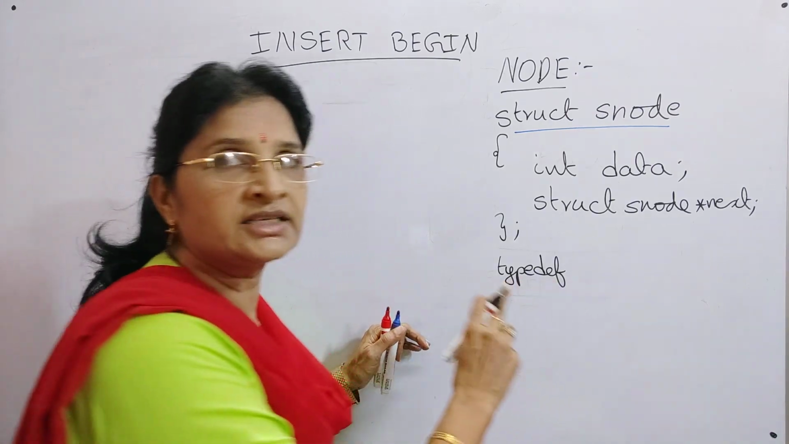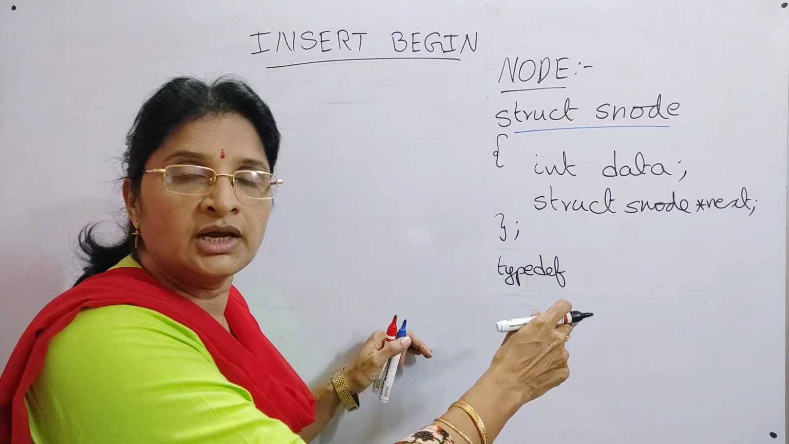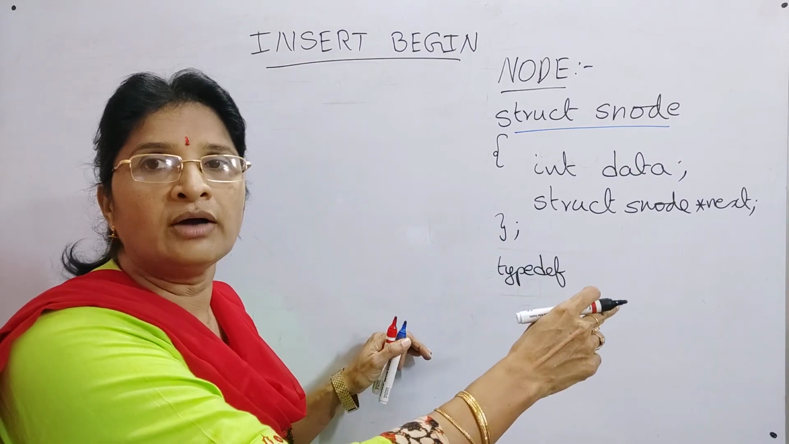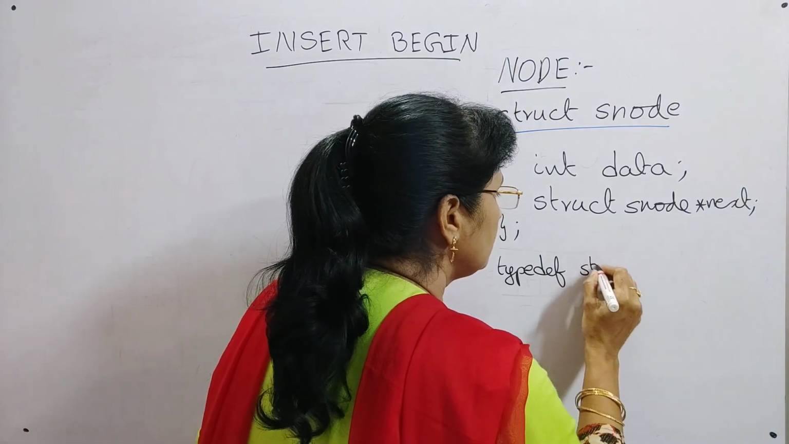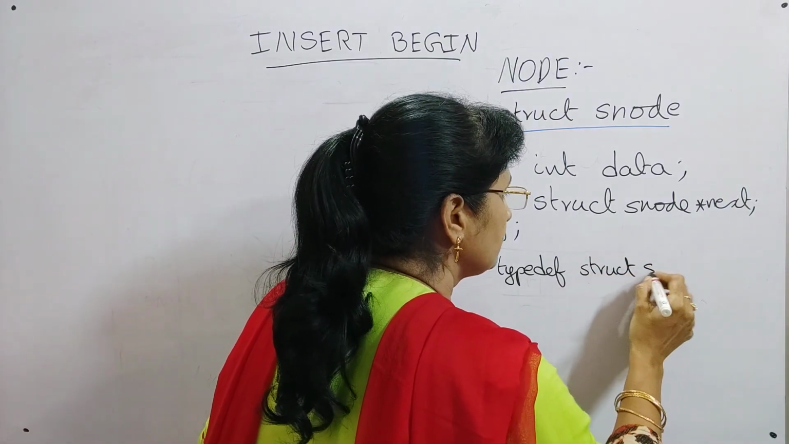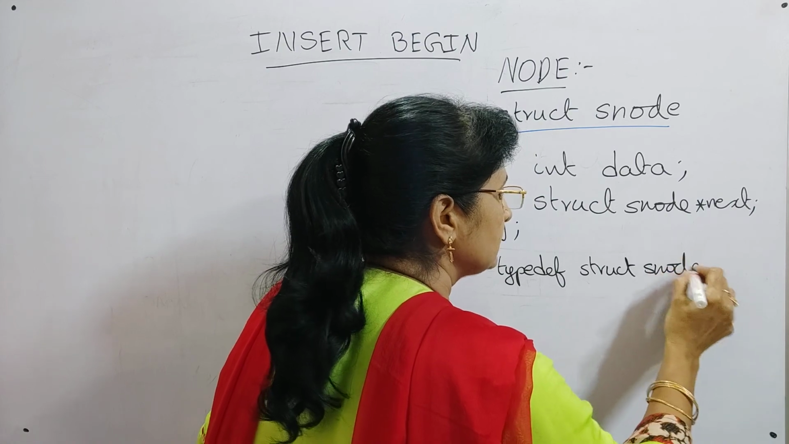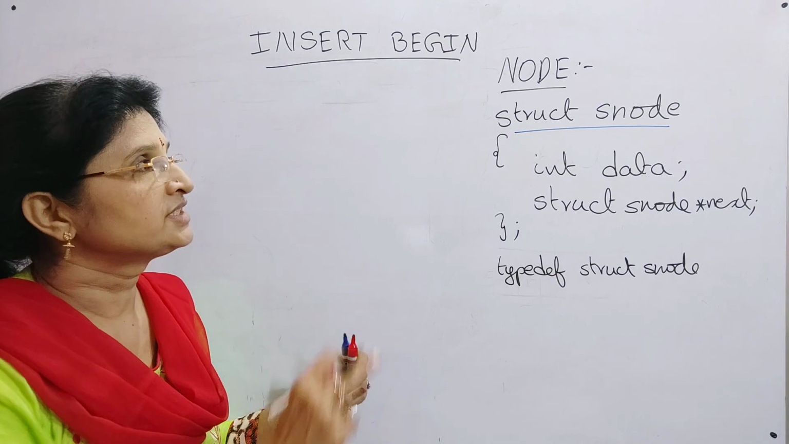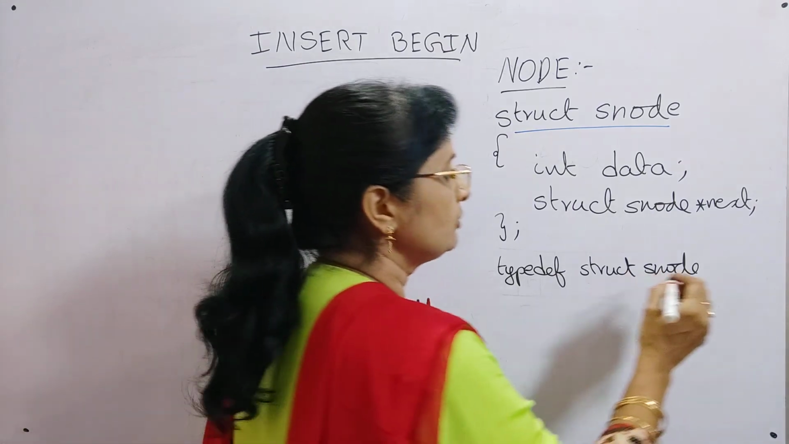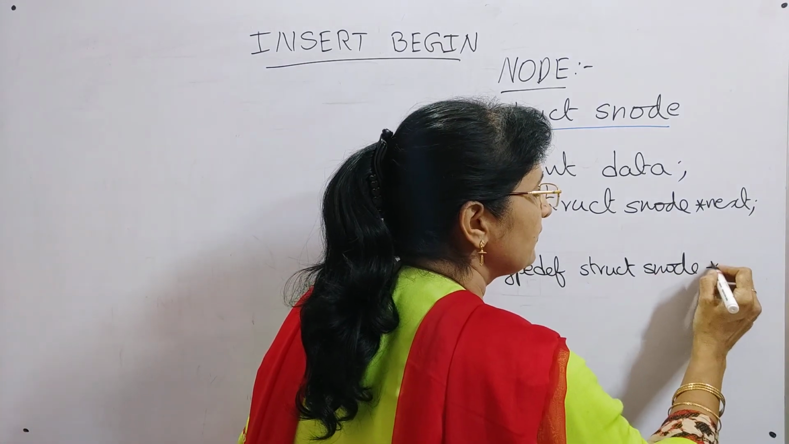So what is the syntax? Typedef, then you give the data type, and then you give the new name. Here our data type is struct s node. So now for this struct s node, you have to give a new name. Here I am giving a pointer.